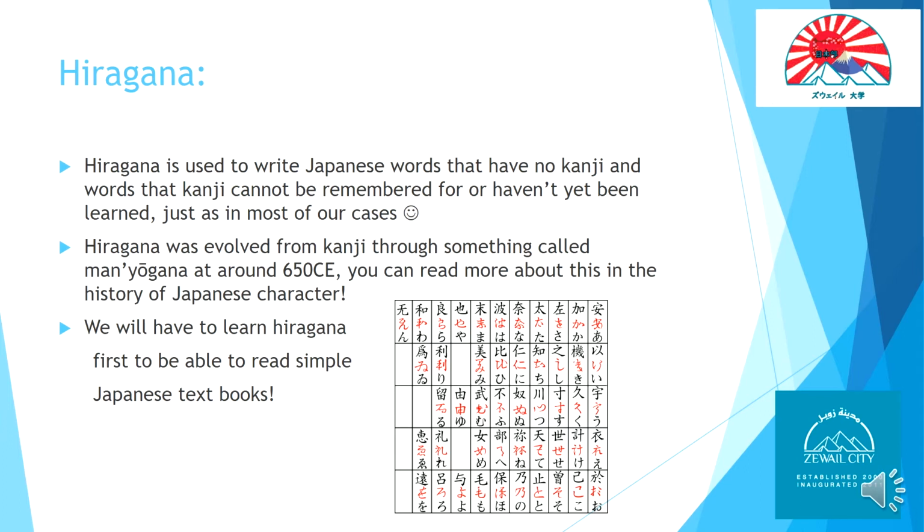Hiragana evolved from kanji, for information, from something called Manyogana about 650 CE. As I told you, you can read more about that in Japanese history textbooks, and I have collected an interesting image from the internet here. It shows you what kanji each hiragana evolved from, but if you're interested in the story, you can read up more about it. And to read any simple Japanese textbook or even a book, story, or manga, you need to first learn hiragana, not kanji and not katakana.